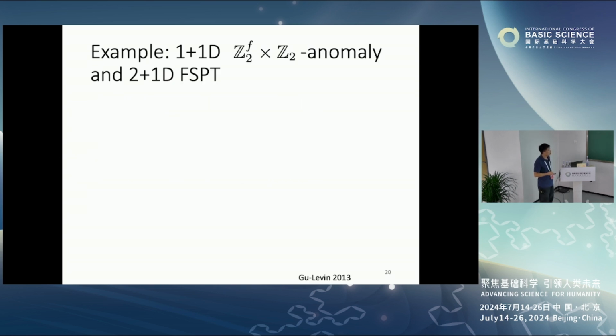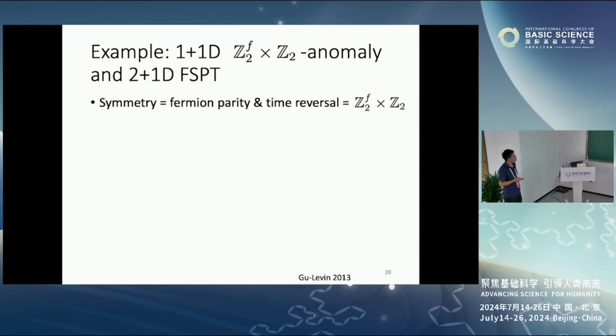And this example was first studied in the Gu and Levin paper, 10 years ago. And they consider the symmetry to be fermion parity and, sorry, I should correct myself. This is not time reversal. It's a unitary Z2 symmetry. So it's a Z2F times a unitary Z2.